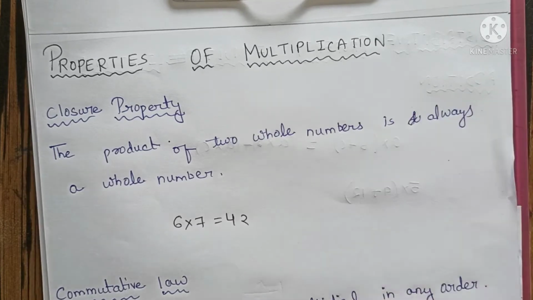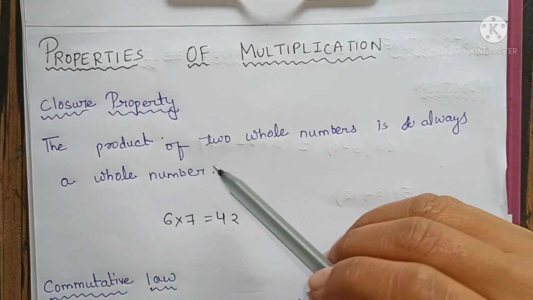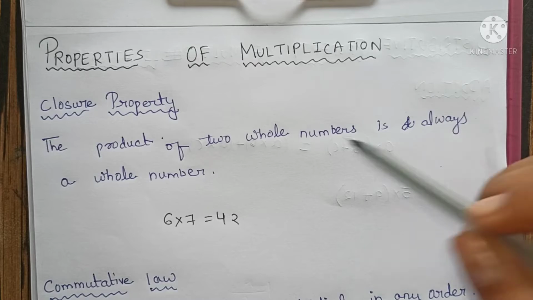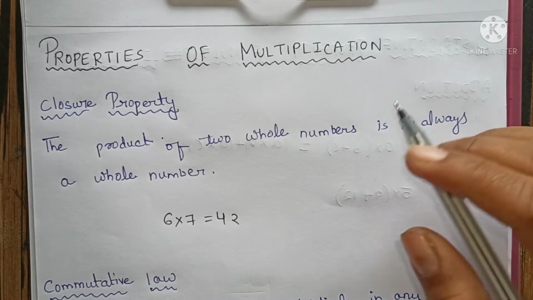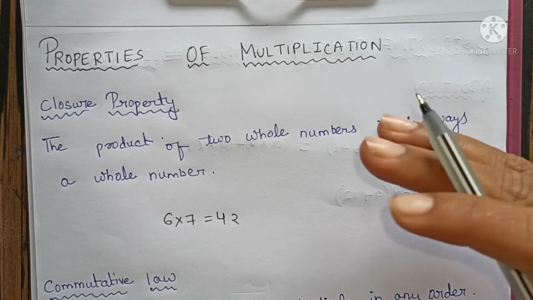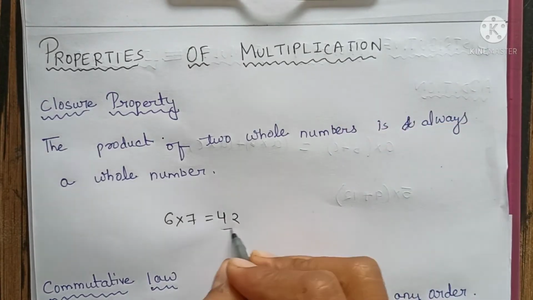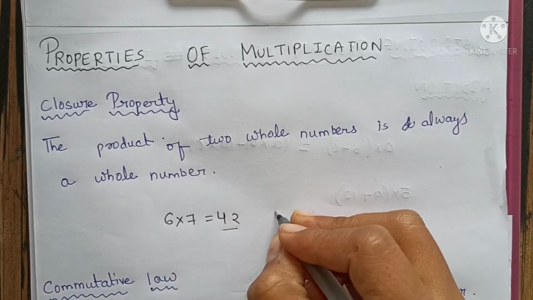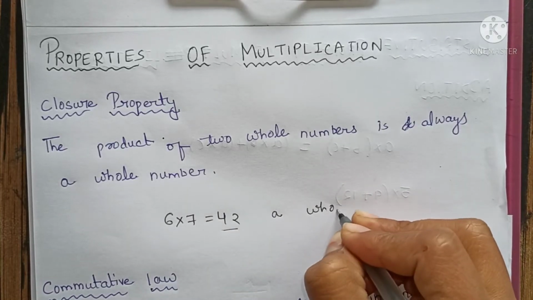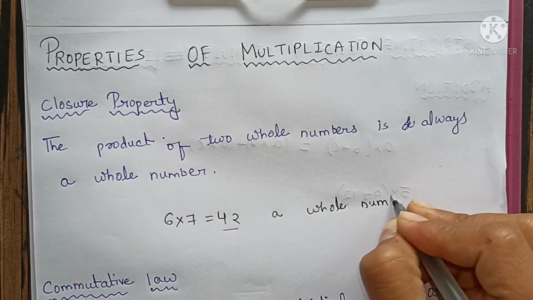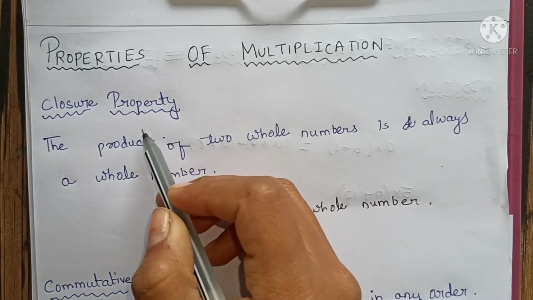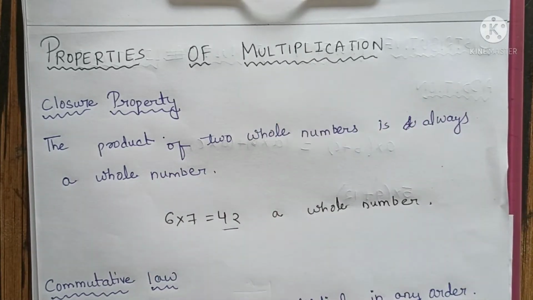So let us start with closure property. The product of two whole numbers is always a whole number. So if we multiply any two whole numbers, the answer which we will get will always be a whole number. That means closure property is applicable on multiplication of whole numbers. It is true for the multiplication of whole numbers.